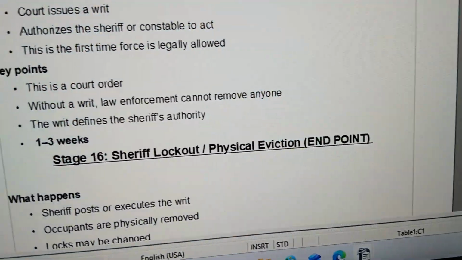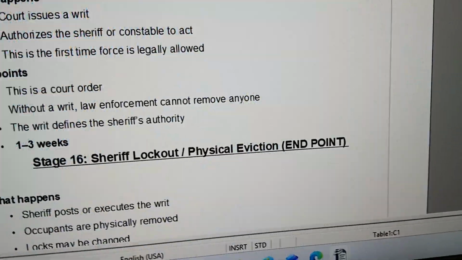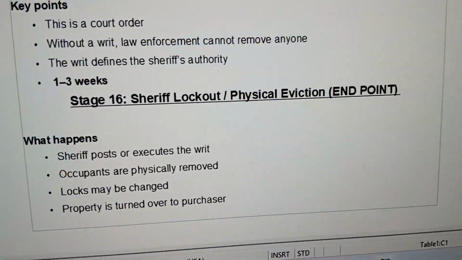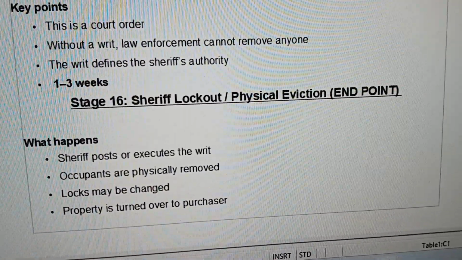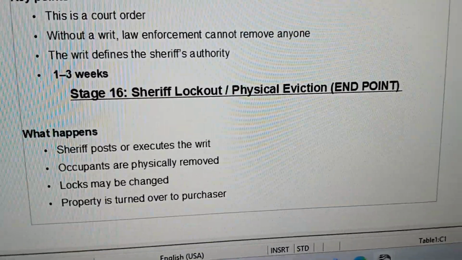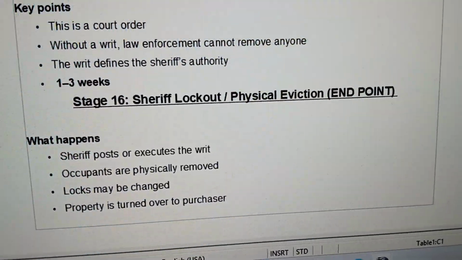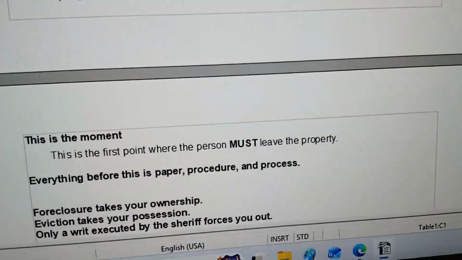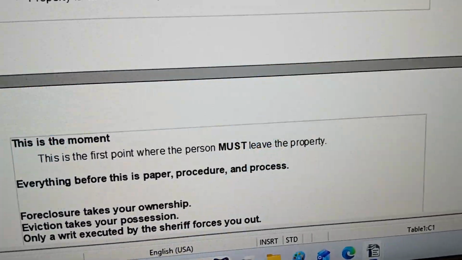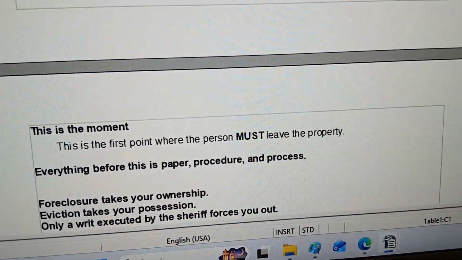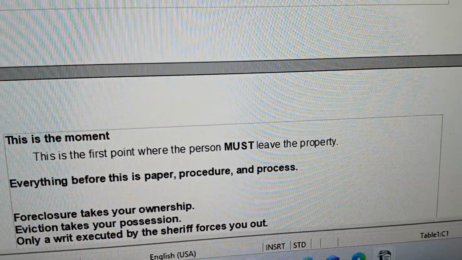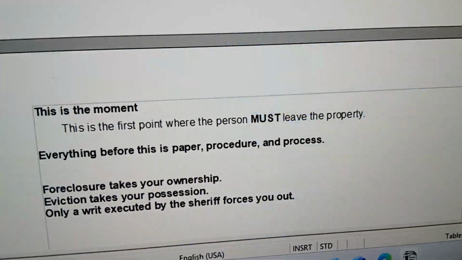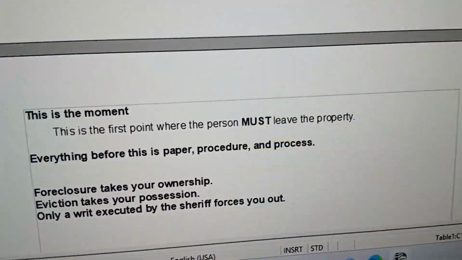Stage 16, sheriff lockout, physical eviction, and this again is the end point. What happens? The sheriff posts or executes the writ. Occupants are physically removed. Locks may be changed, and property is turned over to the purchaser. This is the moment. This is the first point where the person must leave the property. Everything before this is paper, procedure, and process. Foreclosure takes your ownership. Eviction takes your possession. Only a writ executed by a sheriff forces you out.